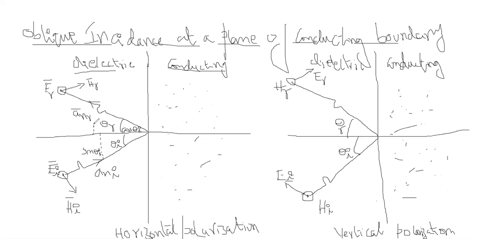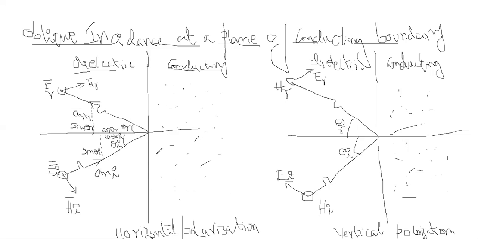Similarly, I draw a perpendicular line onto the reflected beam. For theta R, you see theta R here. Opposite side is sine theta R, and adjacent side is cos theta R. So along the same line we have cos theta R and cos theta I.